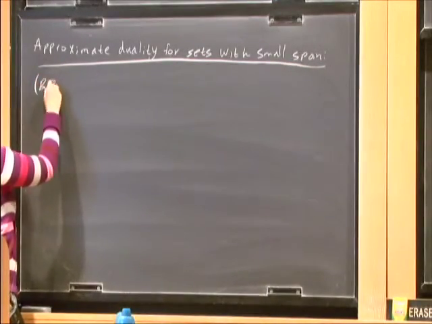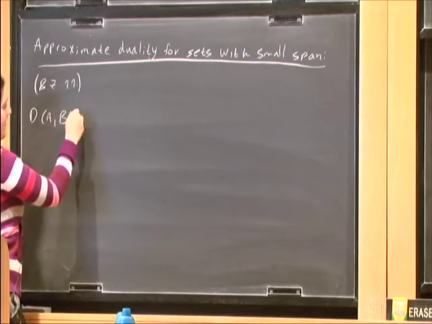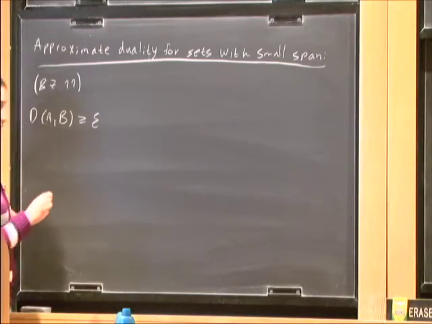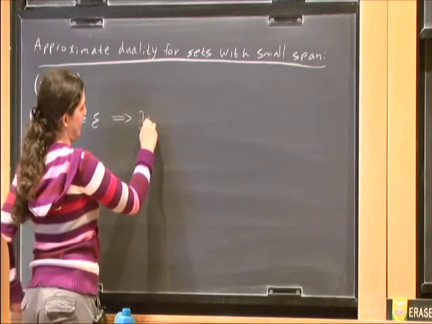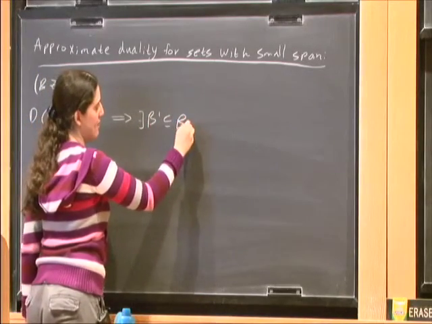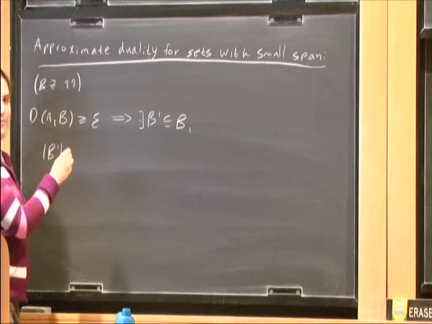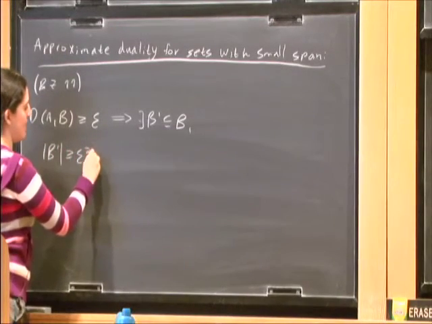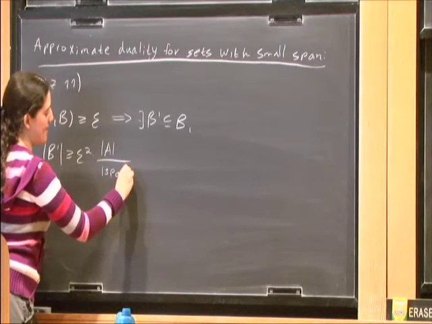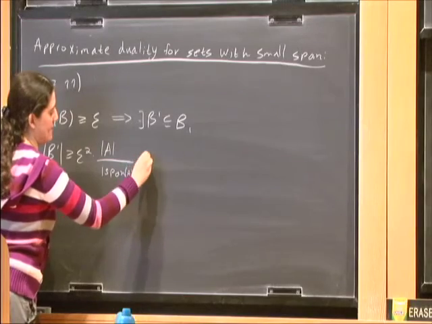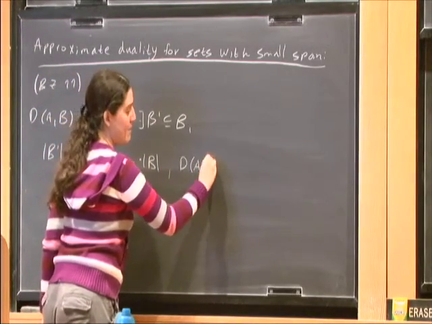So this is a theorem from a previous paper. The theorem is that if the duality measure is at least epsilon, then there exists a subset B prime of B, which is quite large. The size of B prime is at least epsilon squared times the size of span A times the size of B, such that the duality measure of A and B prime equals 1.